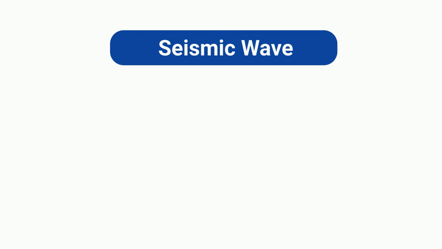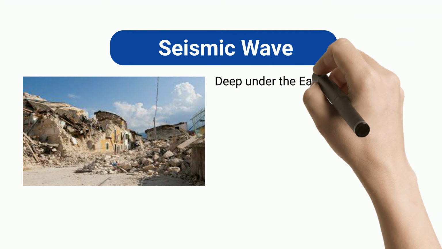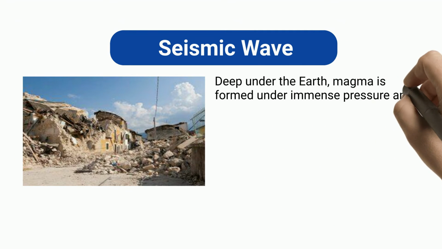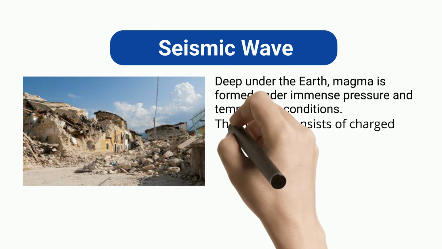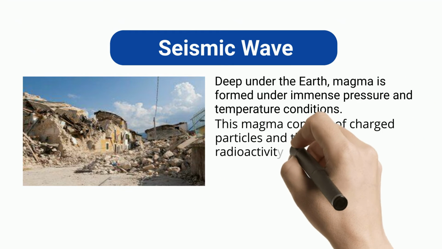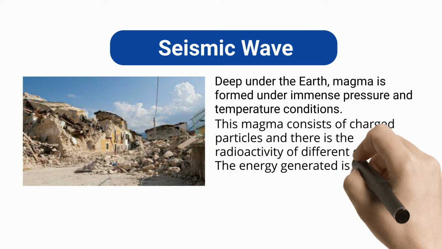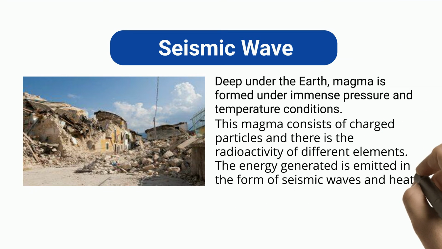Seismic wave. Deep under the Earth, magma is formed under immense pressure and temperature conditions. This magma consists of charged particles and there is the radioactivity of different elements. The energy generated is emitted in the form of seismic waves and heat.